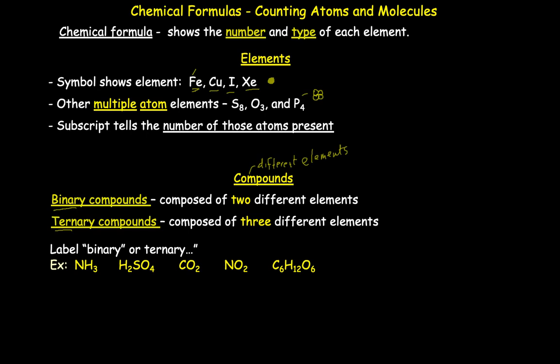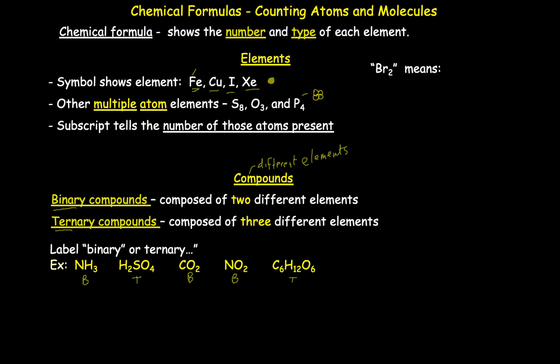Okay, so if we wanted to go back and try this ourselves, binary would be 2 elements. H2SO4 would have 3 elements, so that would be ternary. Carbon dioxide would only have 2 elements, which would be binary. This would be binary again, and again, you guessed it, ternary. Don't worry about the subscript here. You're looking to see: do you have 2 different elements or do you have 3? That's the key.